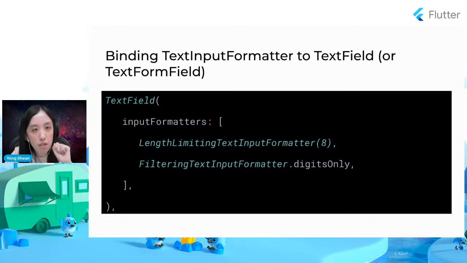So this makes it very convenient if you want to combine input formatters, like FilteringTextInputFormatter.digitsOnly and also a LengthLimitingTextInputFormatter. So that in this case, for this text field, the user will be able to input only digits and only up to 8 digits. And of course, you have to be careful not to put in any conflicting input formatters, or you will get some unexpected results.